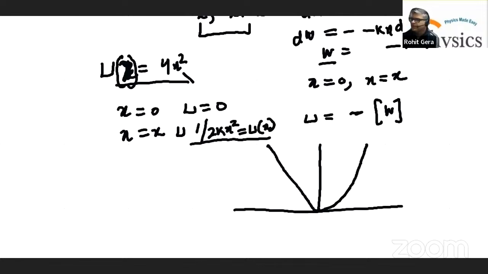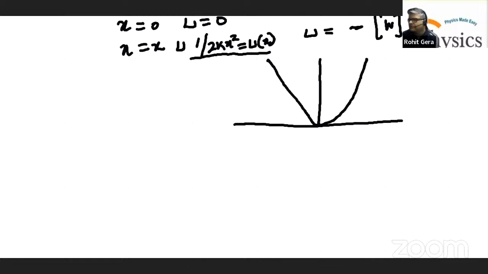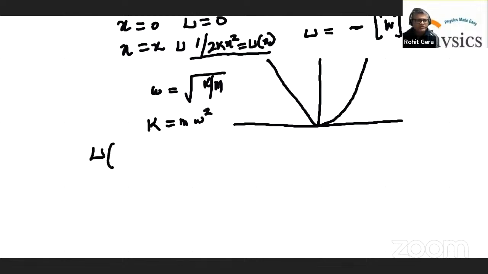Okay. Now let's move forward, and we know omega is equal to how much? Right? We know omega is also written as under root k by m for an oscillator, and therefore k is equal to m omega square, and therefore potential energy can also be written as half m omega square x square. So you can directly put the value of position and you will get the potential energy of the body at that position. So this is for the potential energy.